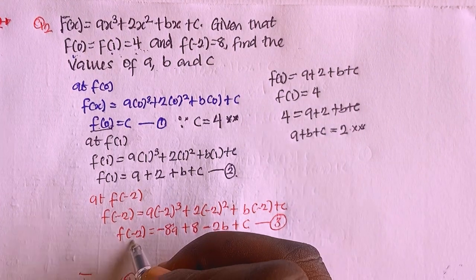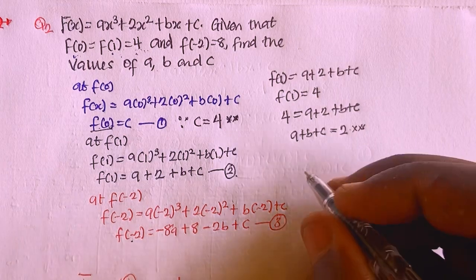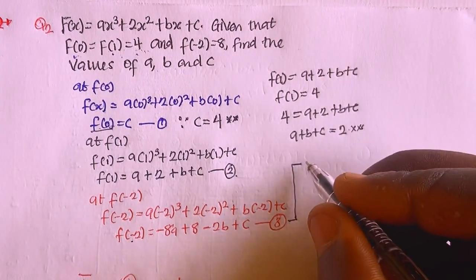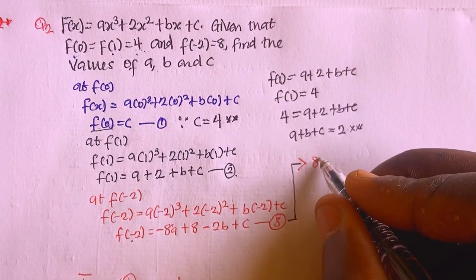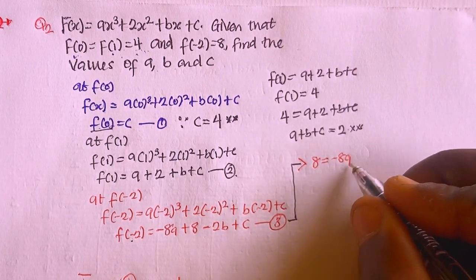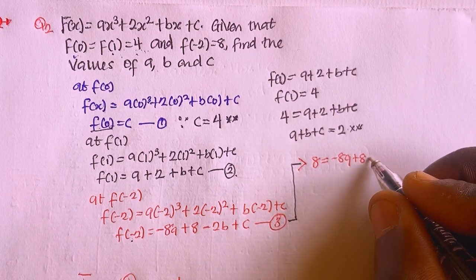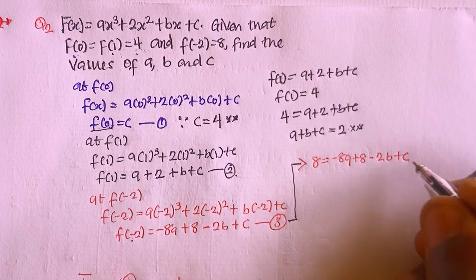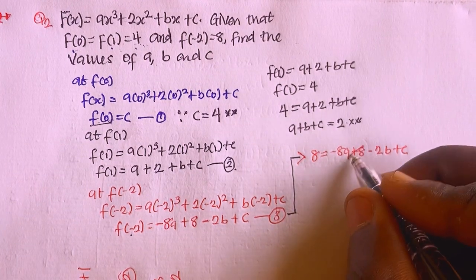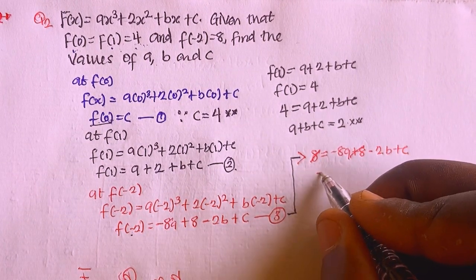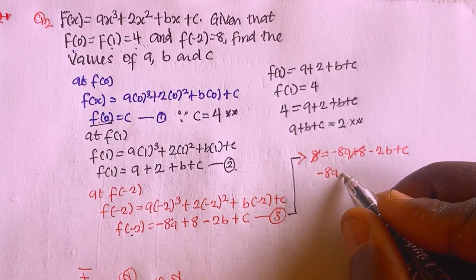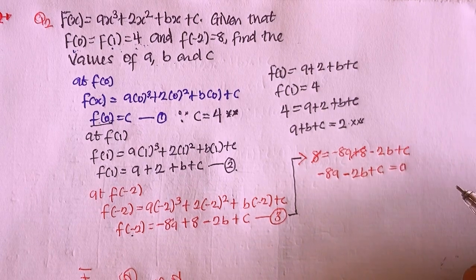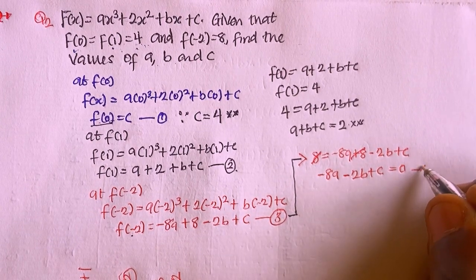So in this case, our f of minus 2 is actually 8. Then we're going to put it there. So 8 equals minus 8a plus 8, then minus 2b, minus 2b plus c. Here we have 8 to cancel 8 here, right? We're going to have minus 8a minus 2b plus c is equal to 0. So let's start this now.